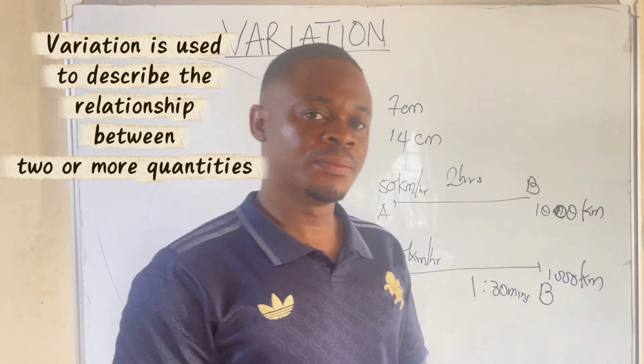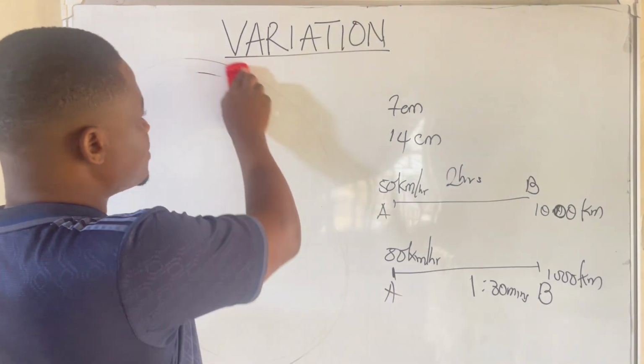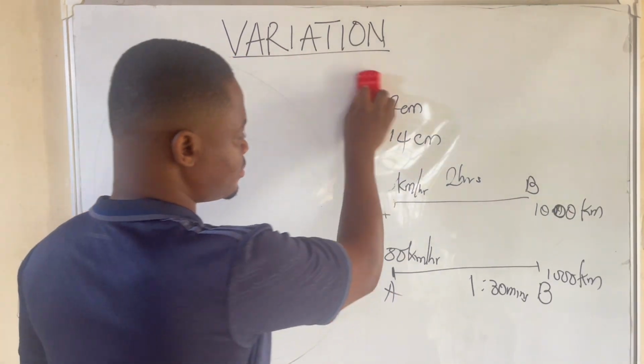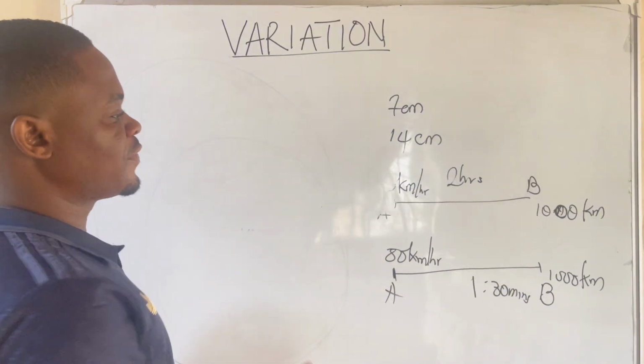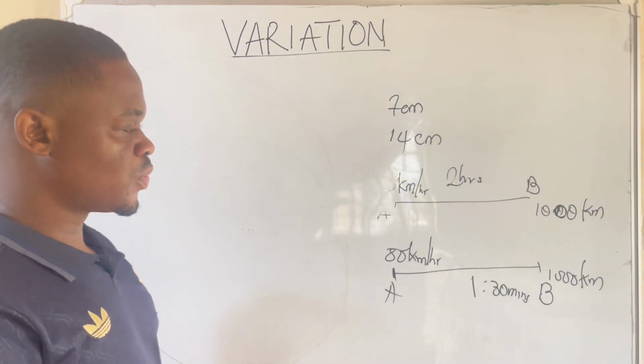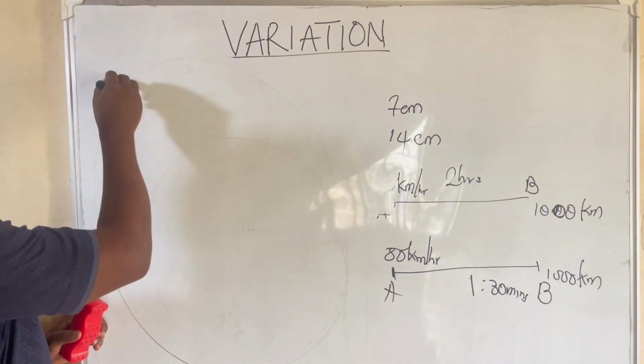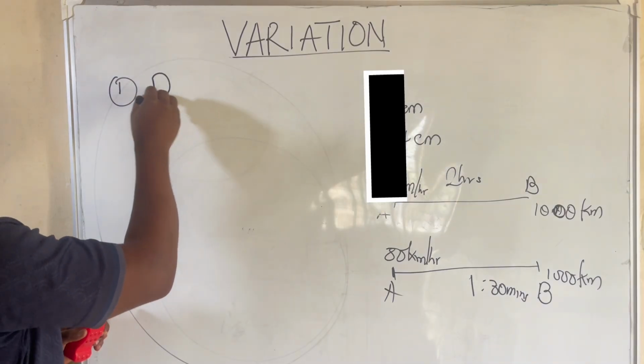Now, we have types of variation. The very first one is what we call the direct variation.